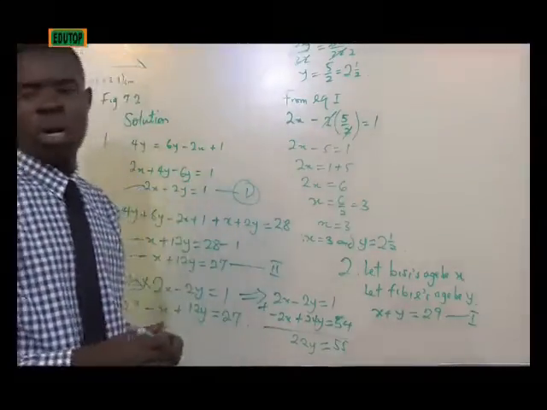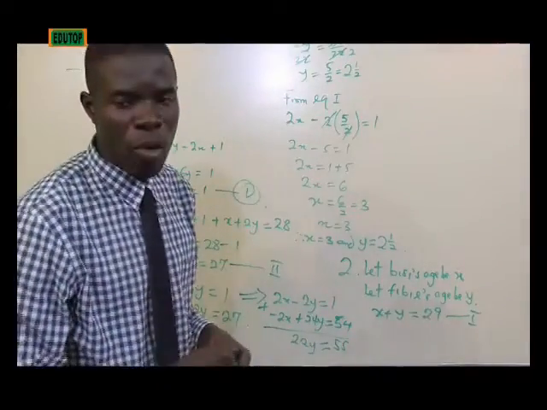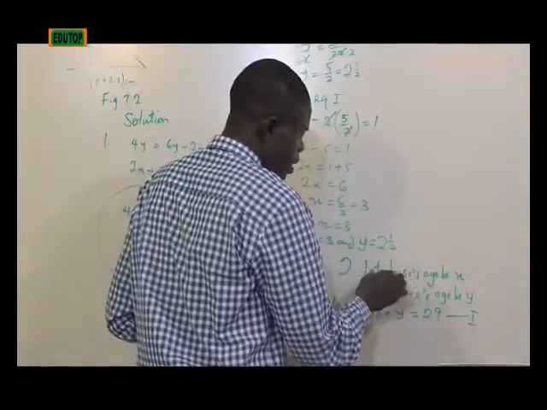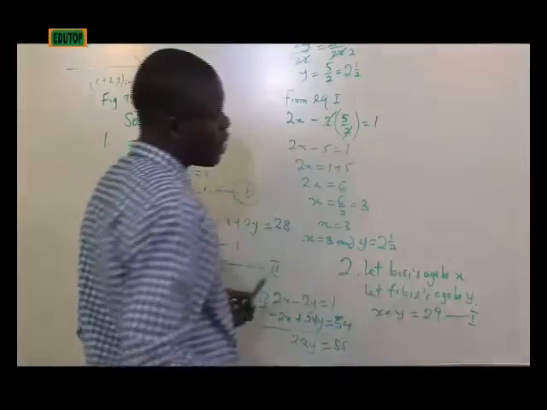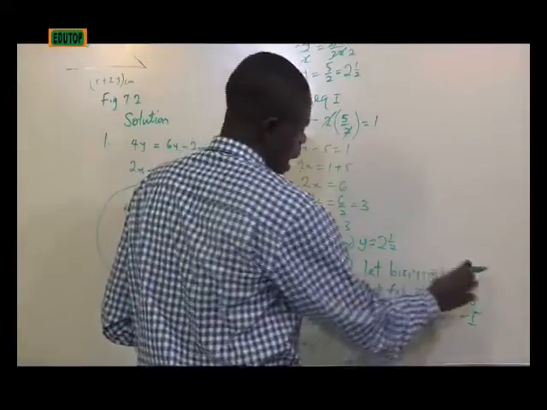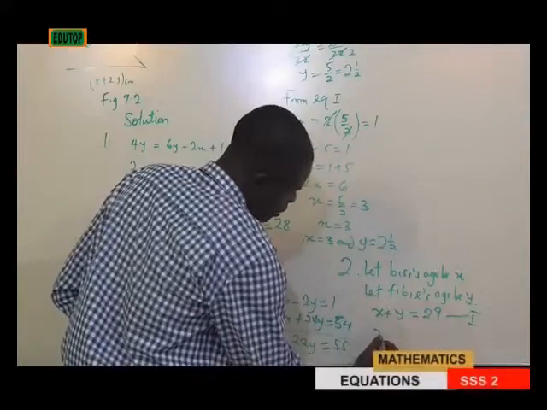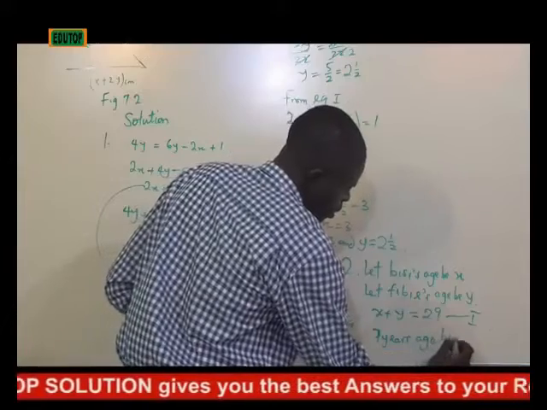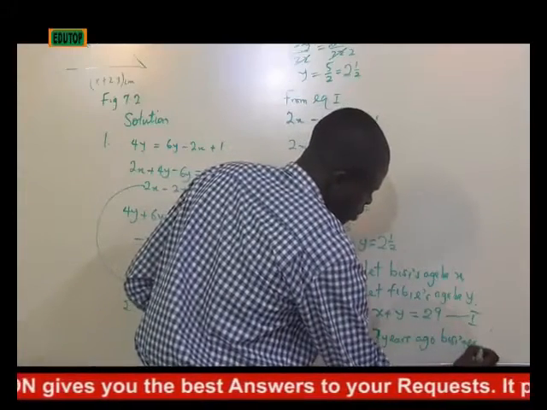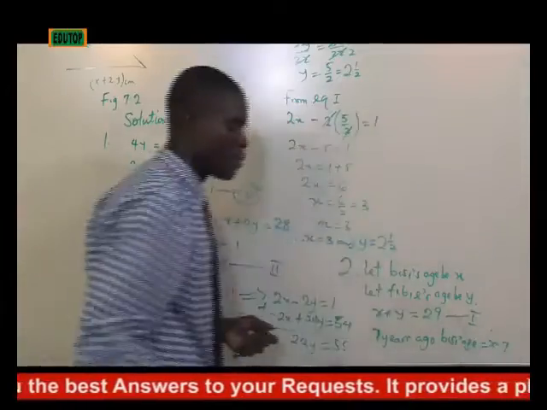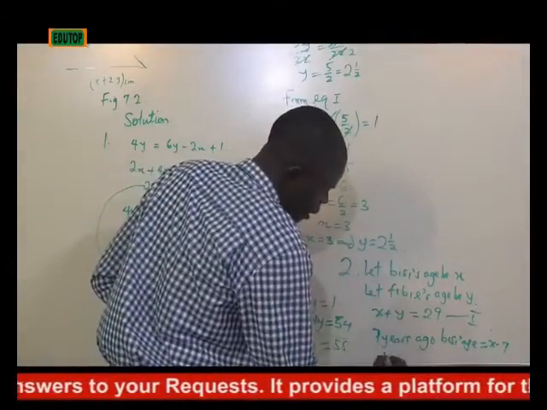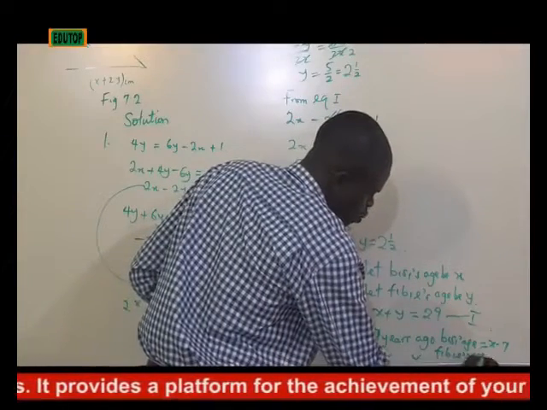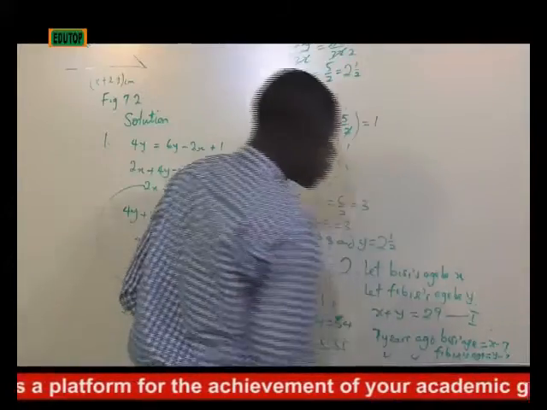7 years ago, whatever happens to BC 7 years ago will definitely happen to Phoebe 7 years ago. If the age of BC now is X, 7 years ago BC's age will be X minus 7. 7 years ago, Phoebe's age will be Y minus 7.